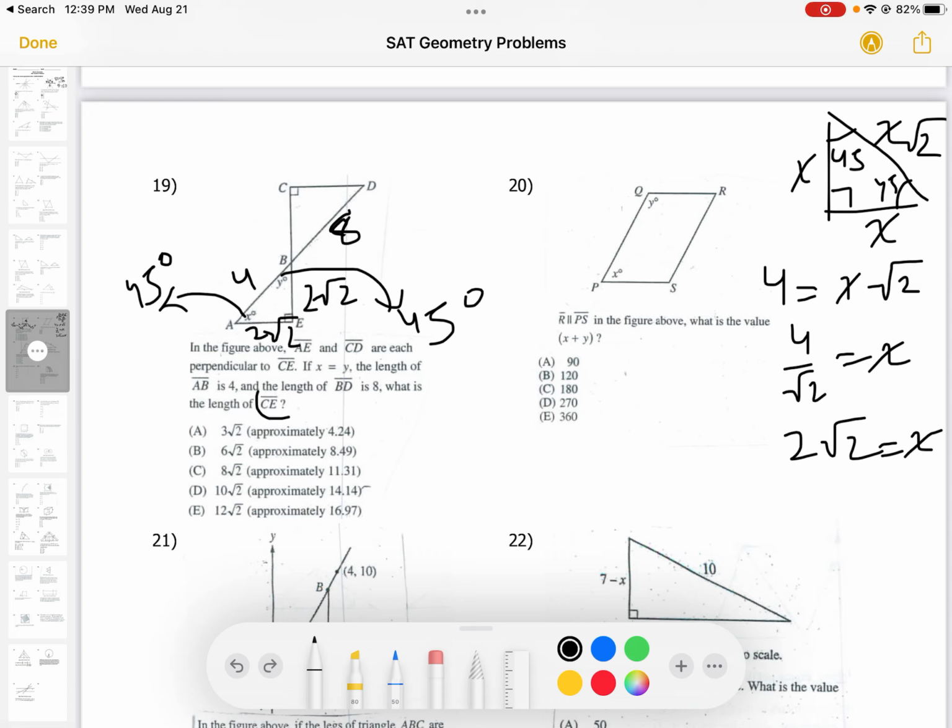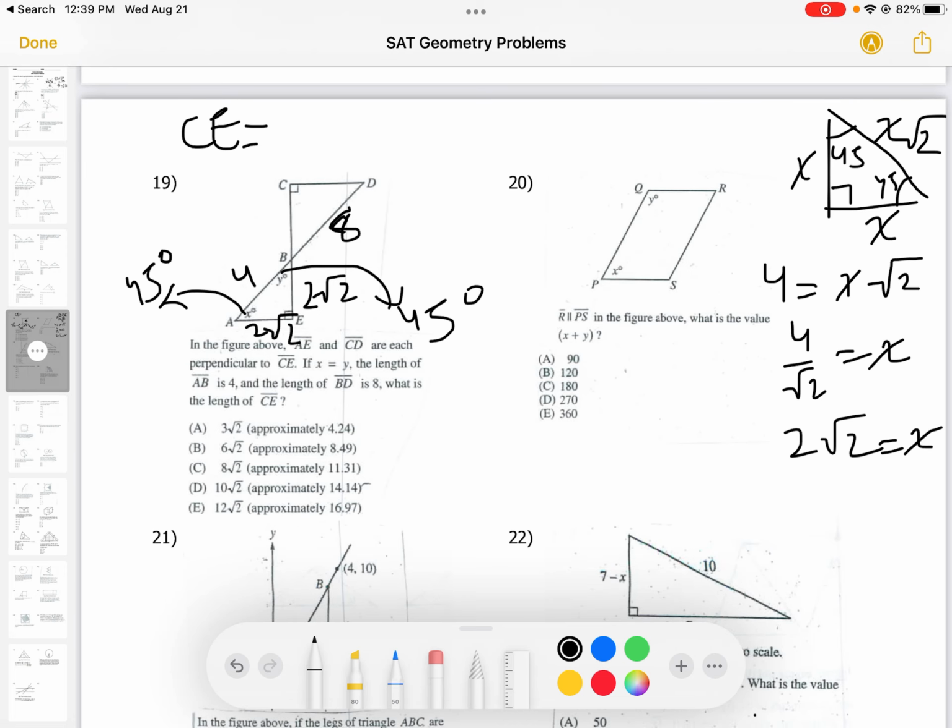Well, let's keep in mind what the question is asking us. The question is asking what CE is. So the length of CE is equal to the length of CB plus BE. We know BE is 2 root 2. Now we just have to find what CB is. How would we do that? Well, it'd be nice if right triangle CEBD, this one, was also a special triangle, wouldn't it? So let's try and find some angles within that triangle to see if it is.